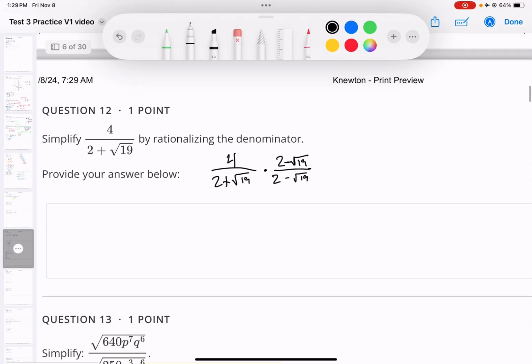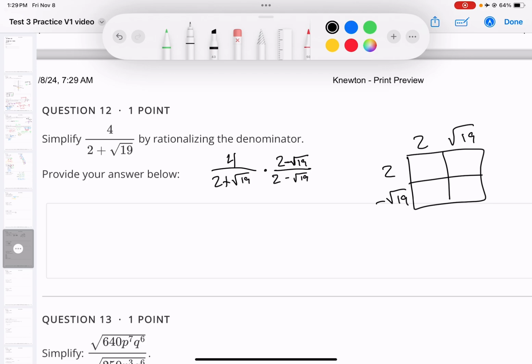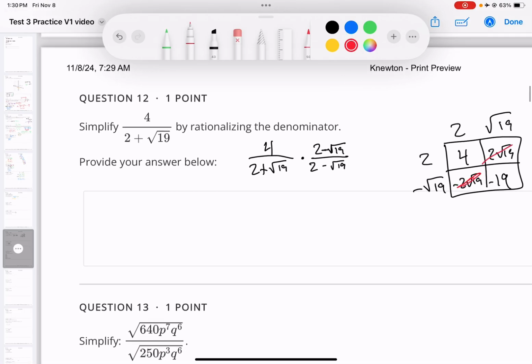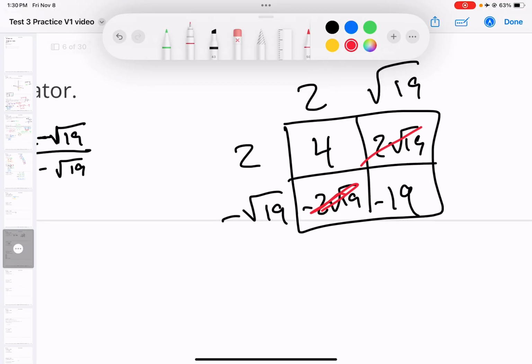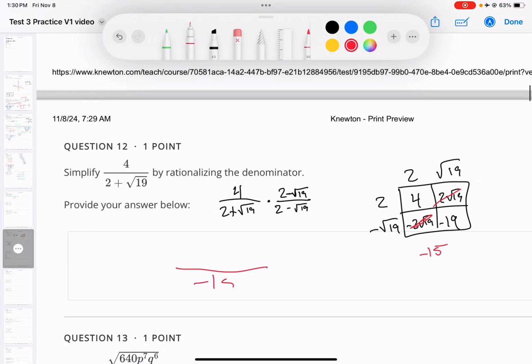So what's going to happen is if we did the box method, which not a bad idea. So that gives me a 4, gives me a 2 root 19, gives me negative 2 root 19. And this one is just 19, or negative 19, sorry. These cancel each other out. And then 4 minus 19 is a negative 15. So that's my denominator now. And then I'm going to distribute. Well, let's just write what we've got. We've got 4, and then we're timesing it by 2 minus root 19.